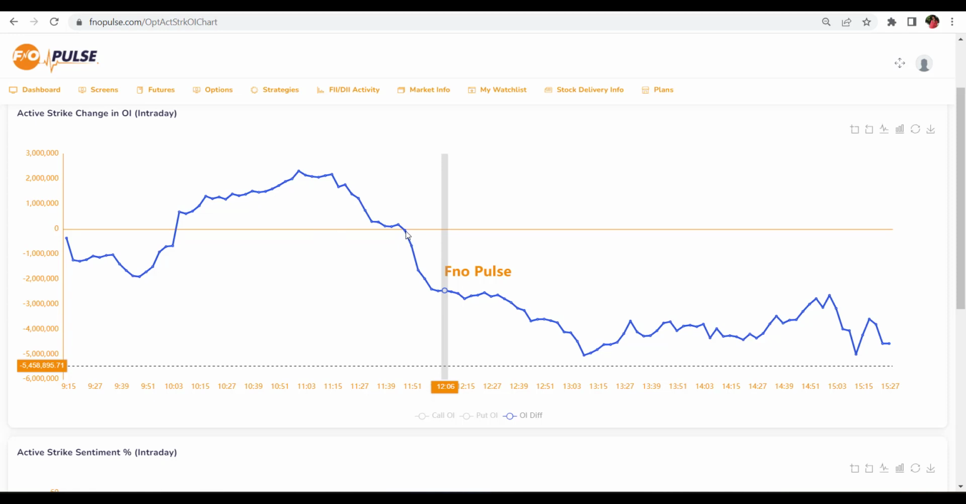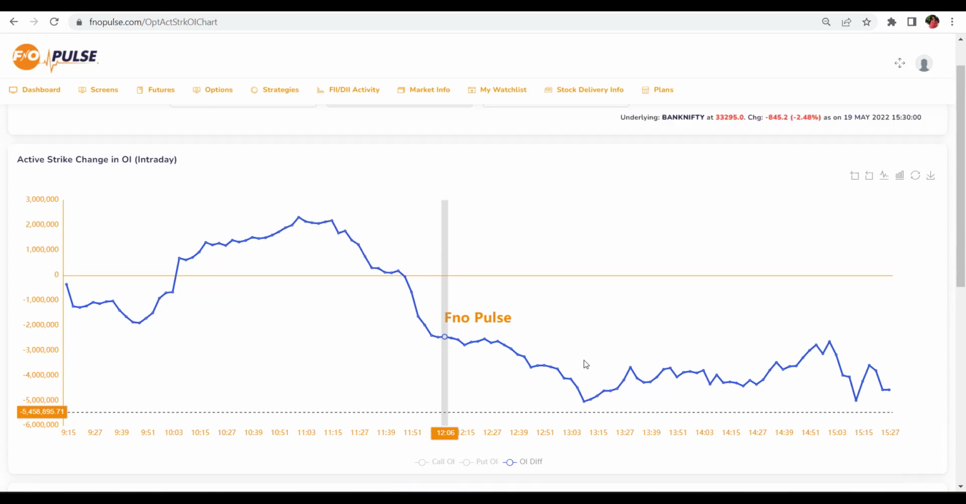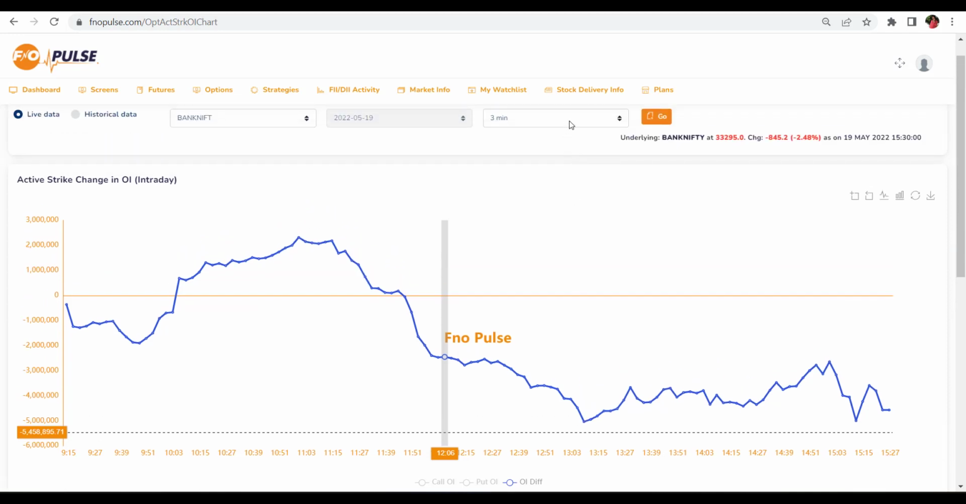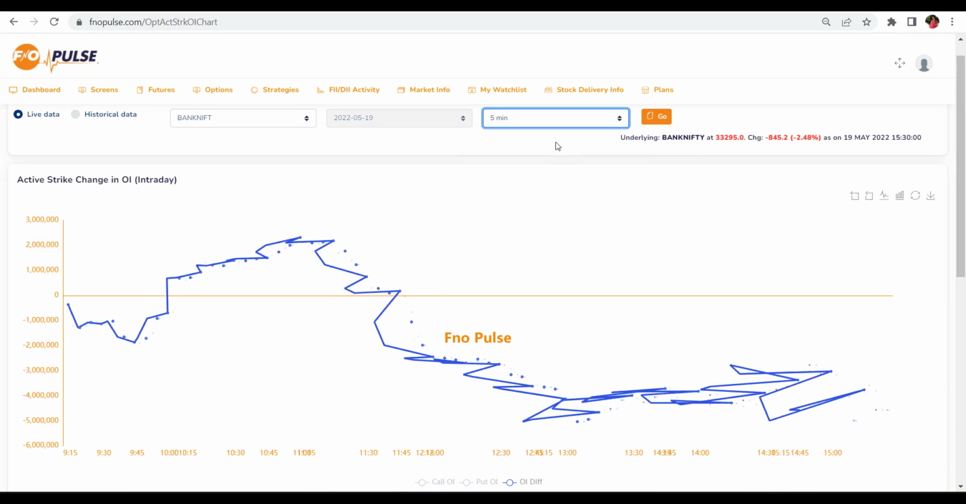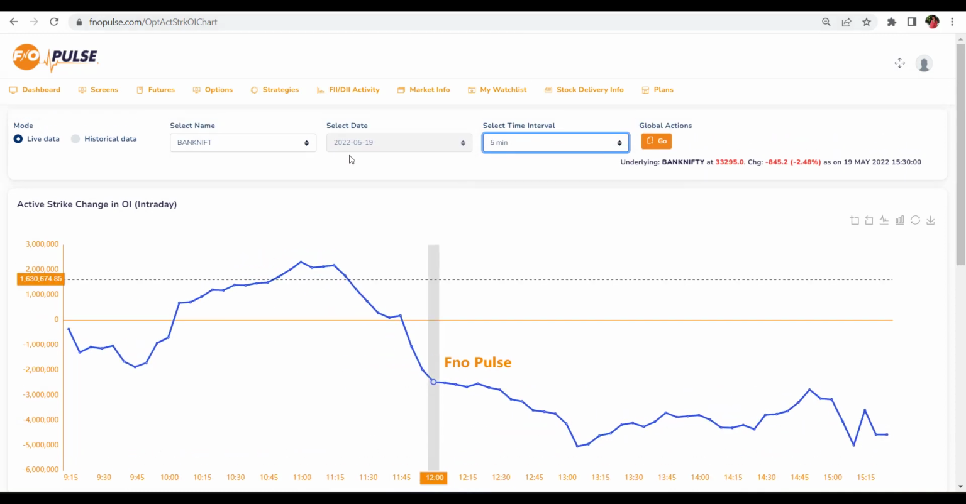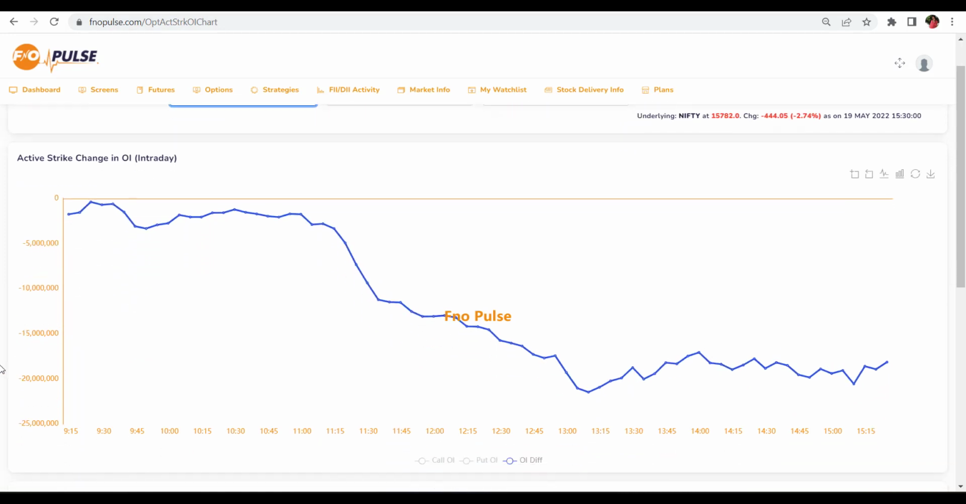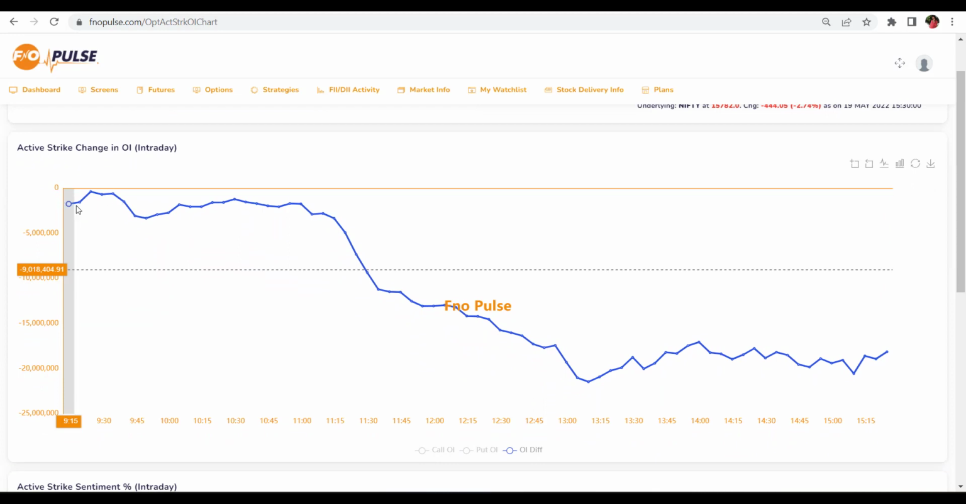If the graph touches the morning high and again starts touching the zero, then we have to watch the market and understand that it is going to be on the bearish side or downside. So we can easily understand how it's going to perform according to your 3 minutes, 5 minutes, 10 minutes. You can change your time frames here. The same way you can check it for Nifty also. The Nifty zero line is here, so it started. We all know that it's a bearish thing.